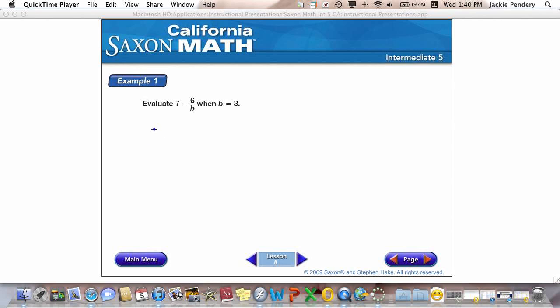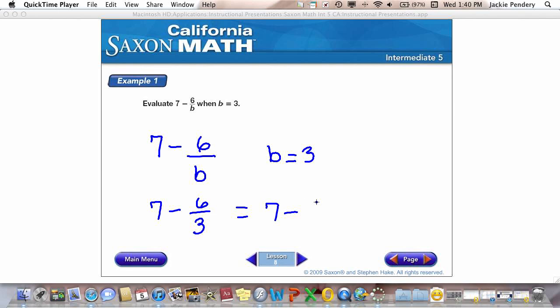So you're going to write on your paper 7 minus 6 divided by b, b equals 3. So you're going to rewrite this now, substituting a 3 for the variable b. So you will have 7 minus 6 divided by 3. And using my PEMDAS, I'm going to solve the 6 divided by 3 first. So I'll rewrite it: 7 minus, 6 divided by 3 is 2. So I solve this and it becomes 2. And 7 minus 2 equals 5.